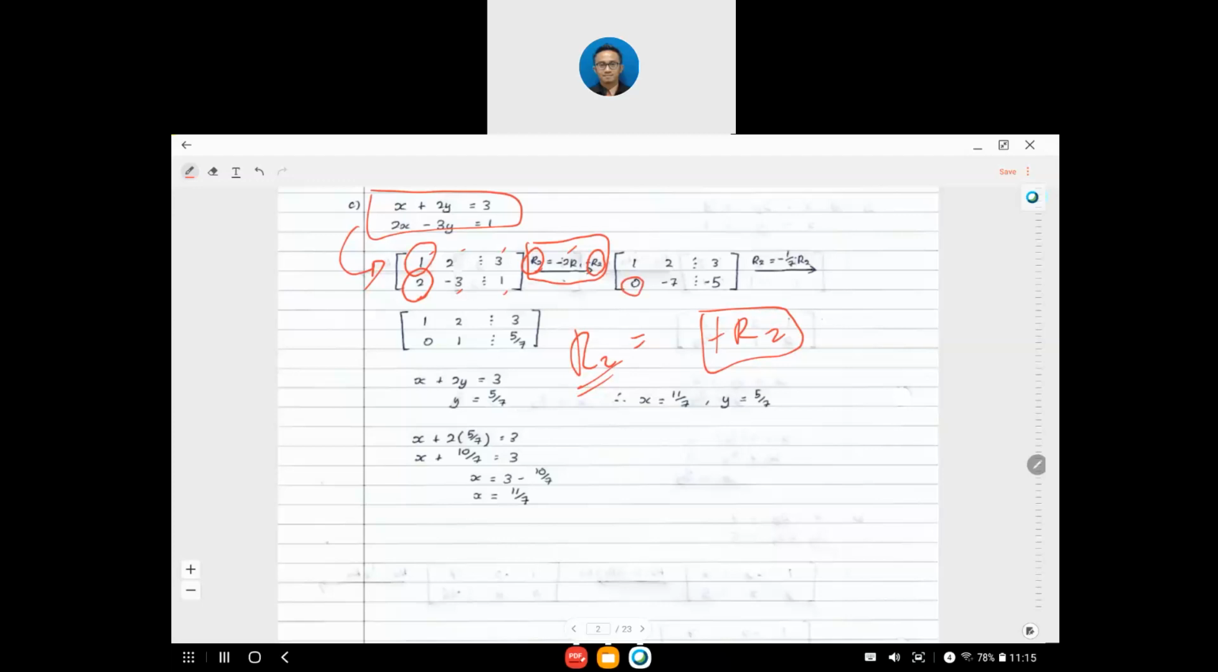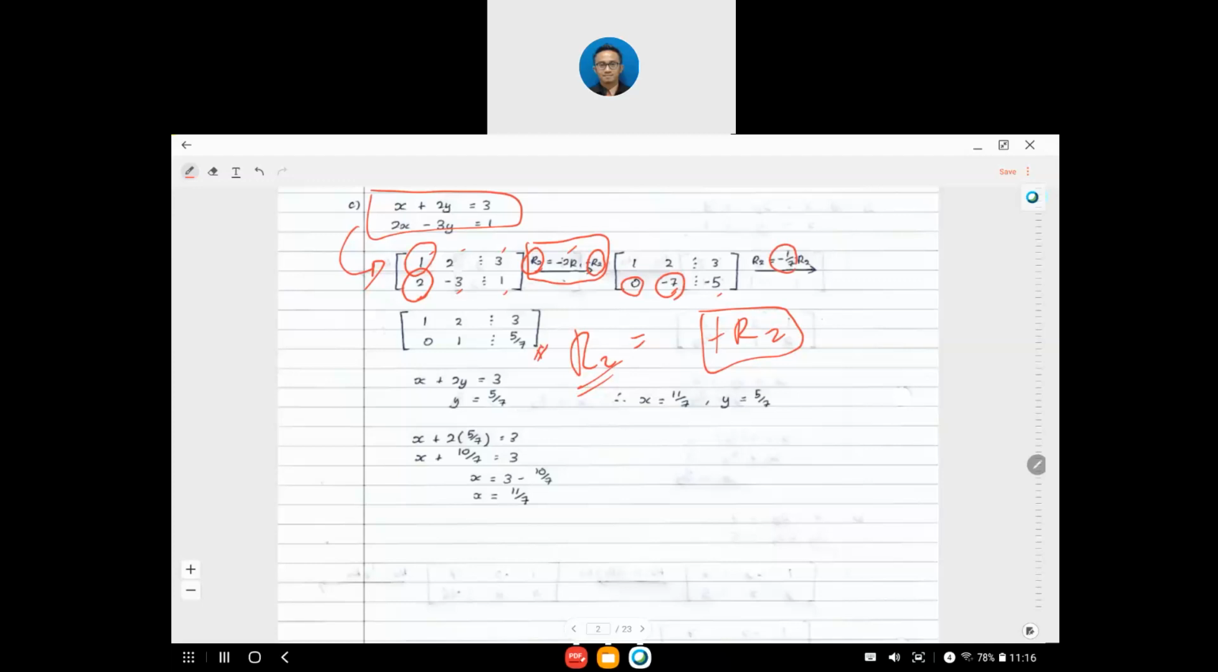Second one, -2 times 2, you can get -4, -4 minus 3, so -7. And then -2 times 3, -6, -6 plus 1, -5. And then same thing, you must change this -7 to become 1. So you must times by -1 over 7. And then you can get this matrix.